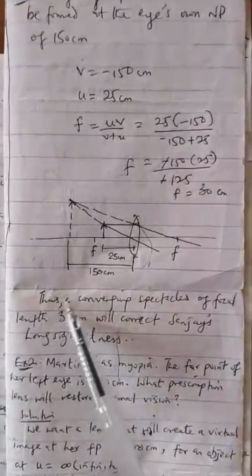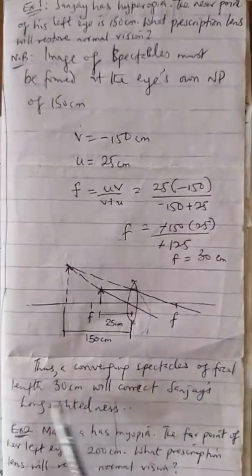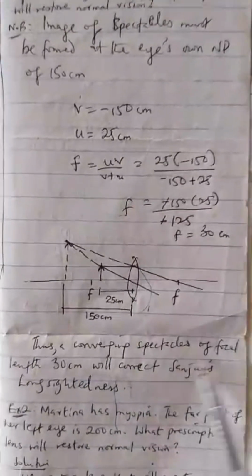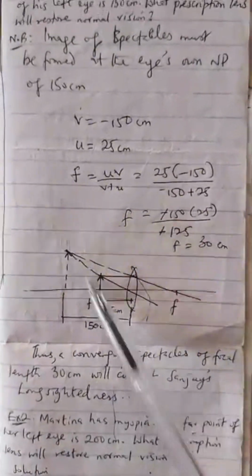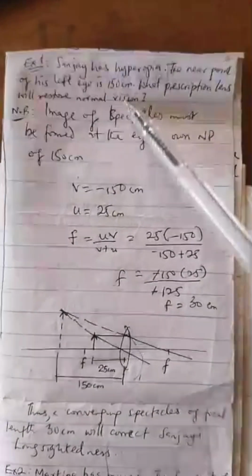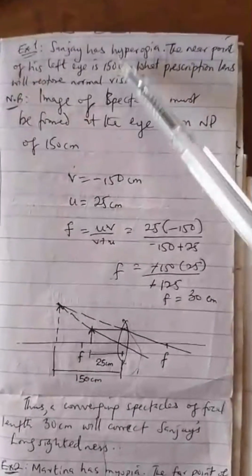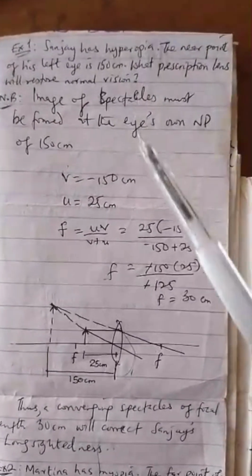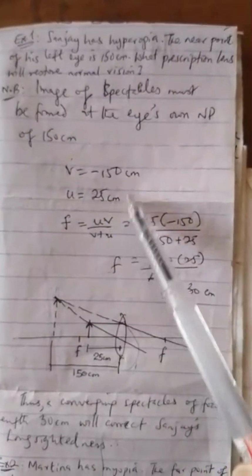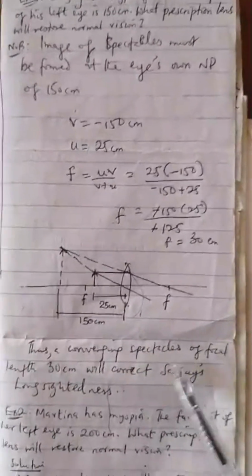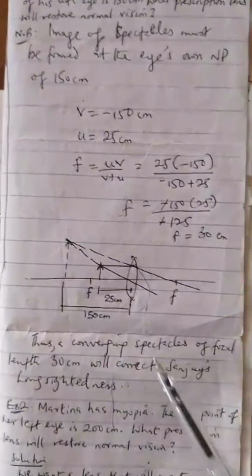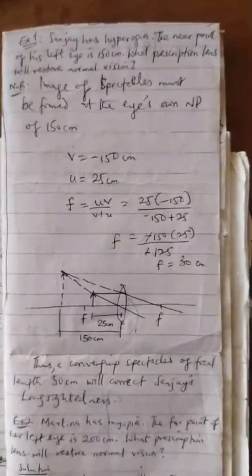So in summary, a converging lens, converging spectacles of focal length 30 centimeters, will correct Sanjay's long-sightedness. This is a picture for this question. This is Sanjay's own near point. He has long-sightedness, and this is the normal near point of a normal eye, 25 centimeters, and that's what happens. So converging spectacles of focal length 30 centimeters will correct Sanjay's long-sightedness. Next up, we're going to look at short-sightedness or myopia.